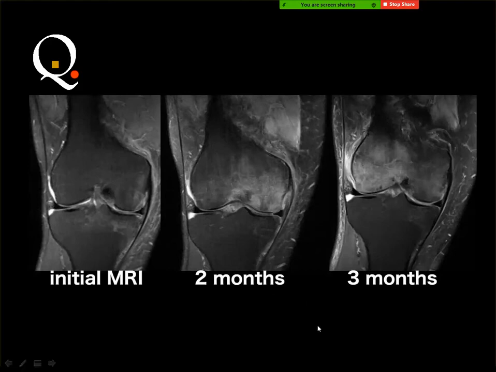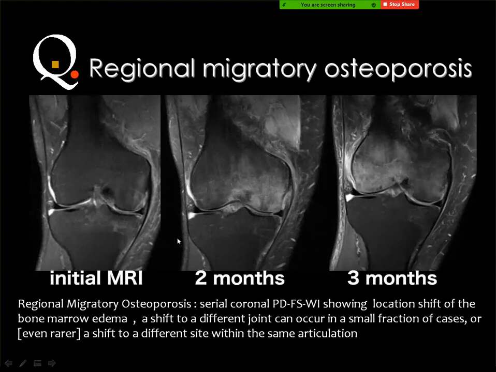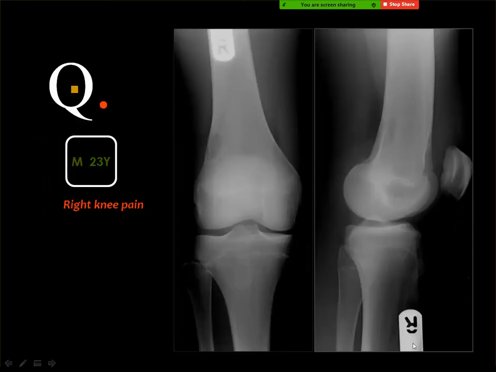Transient osteoporosis, yes, migratory osteoporosis. You see there was some edema here, and after 2 months it's bigger. After 3 months it has migrated to the opposite condyle. If the edema is migrating from one joint to another, from one condyle to another, this is migratory osteoporosis. If it is persistent in the same condyle, this is regional osteoporosis.